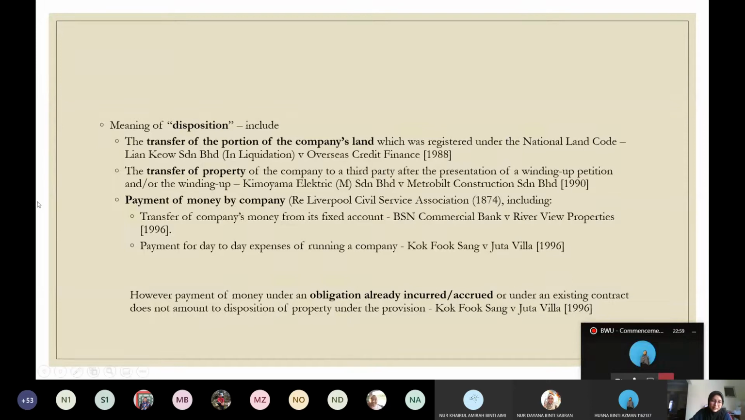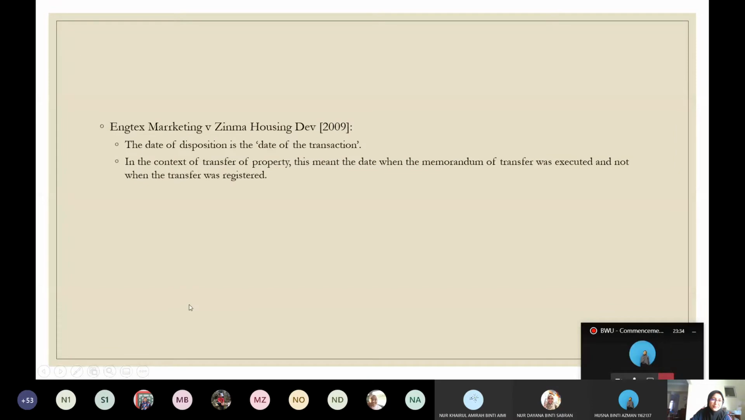Okay, however, payment of money under an obligation already incurred or accrued. For example, dia ada debt yang memang dia bayar bulan-bulan contohnya, so it is allowed under the law. So it does not amount to disposition of property under the provision because it is part of the obligation which is incurred by the company under an existing contract. Okay, so that is the disposition. Okay, so basic idea is that disposition of property of the company is not allowed except with the sanction of the liquidator. Okay, so that is the third, the third one.